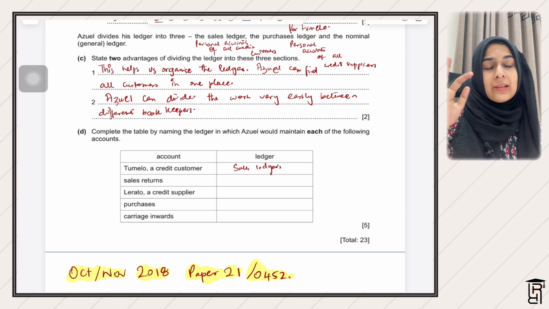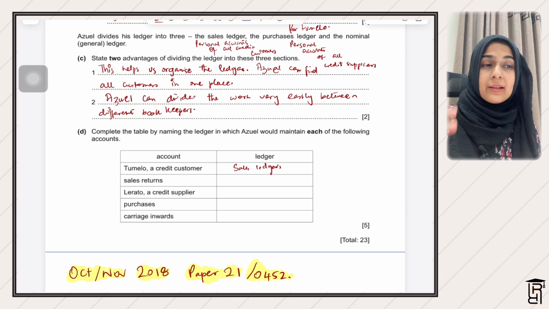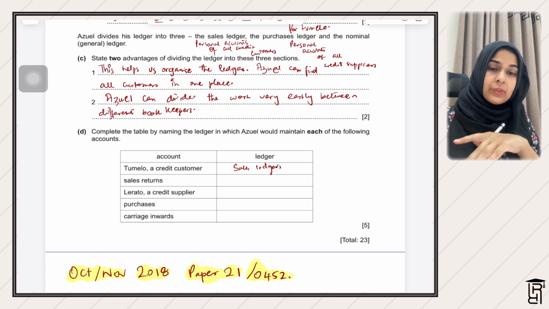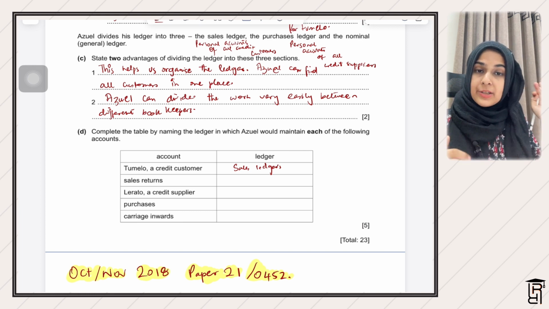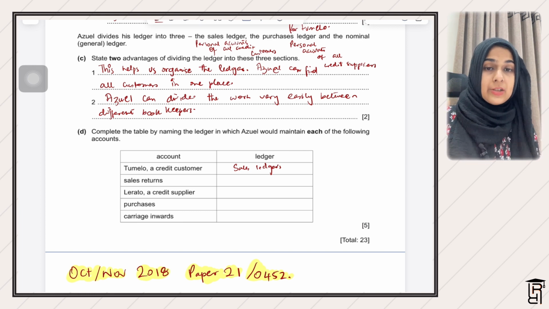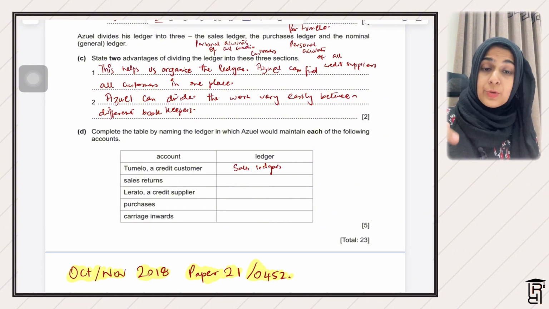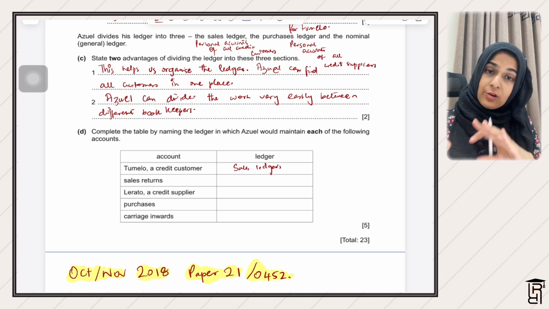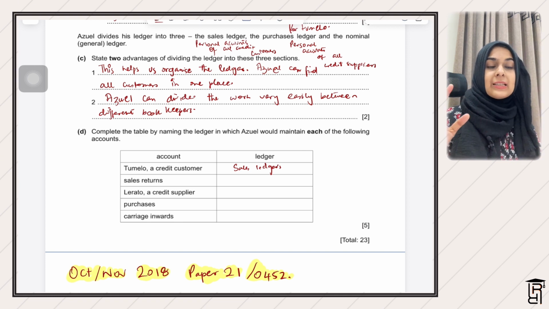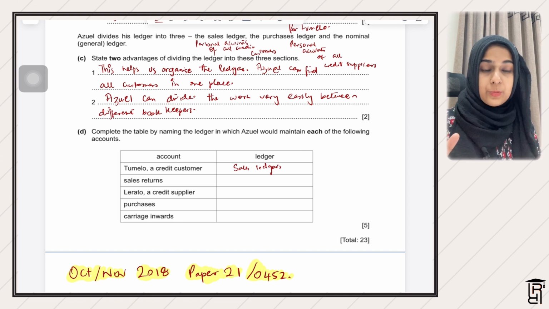What is the accounting cycle? Number one is business documents. You use the business documents and make the books of prime entry. The books of prime entry are seven: sales journal, purchases journal, sales returns journal, purchases returns journal, cash book, petty cash book, and general journal. The cash book is basically a book of prime entry. Also, it's part of the ledger, the cash book.